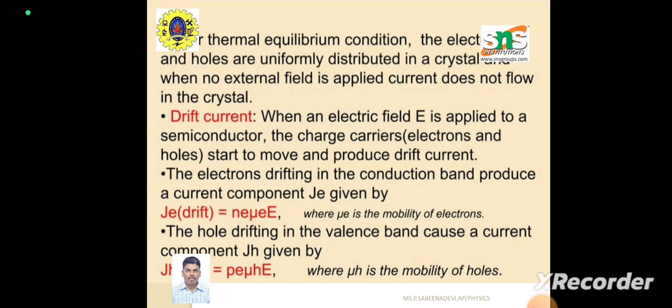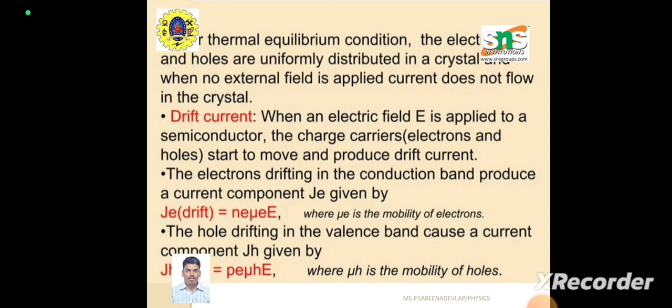Under thermal equilibrium condition, the electrons and the holes are uniformly distributed in the crystal, and when no external field is applied there is no conduction flow in the crystal. Where the crystal is pure, we can use that crystal material for finding drift current and drift velocities of electrons, because crystals are pure material with no impurity atoms. We have to find the specific physical properties of the crystal material.